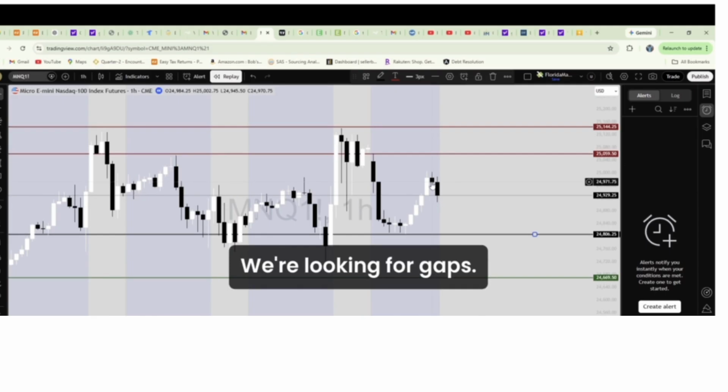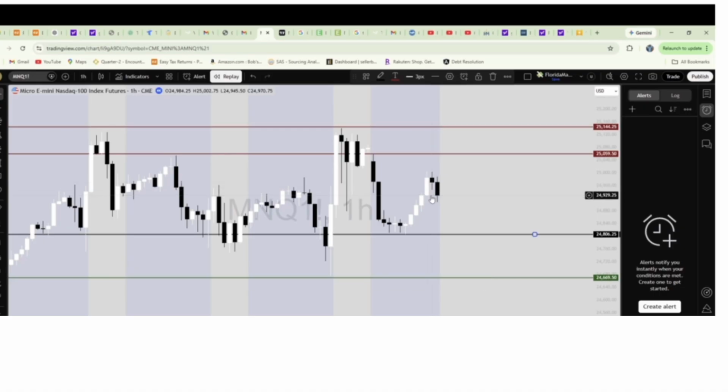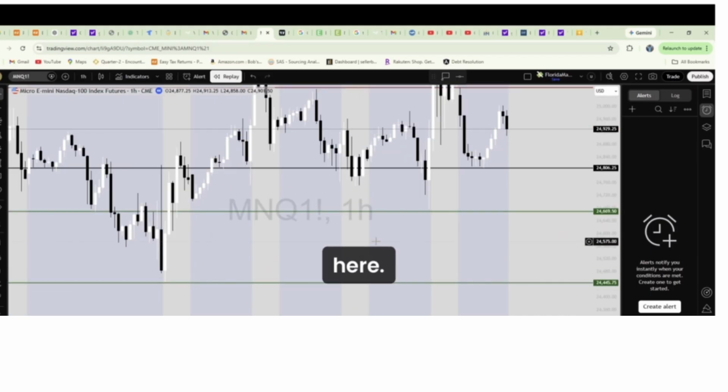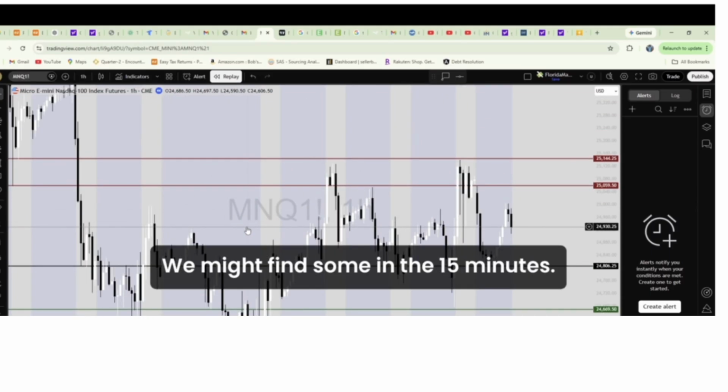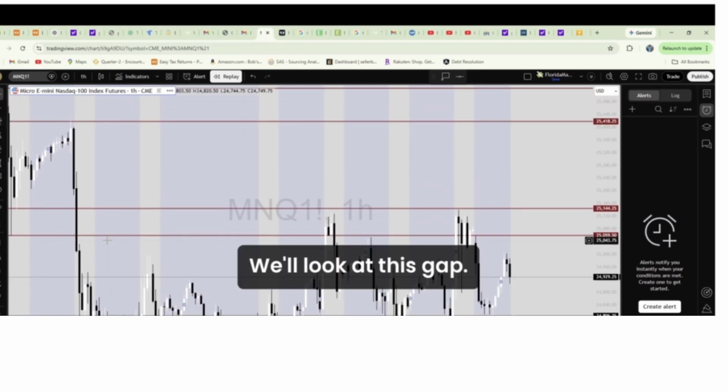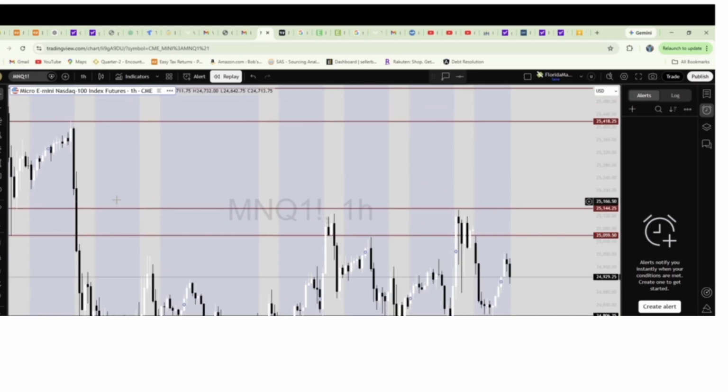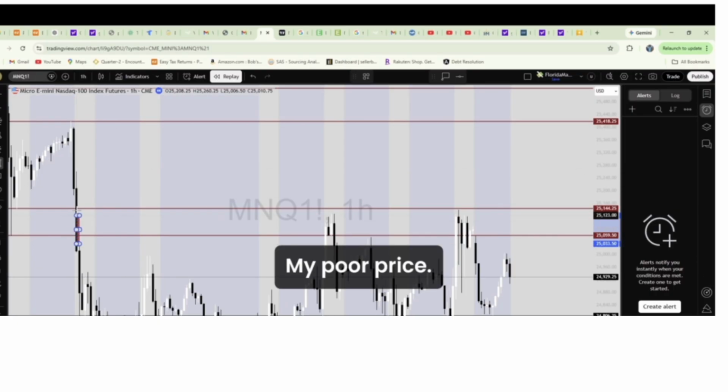We're looking for gaps. It's another gap. No gap here. We might find some in the 15 minutes. Oh, look at this gap. That one is huge. It might pull price.